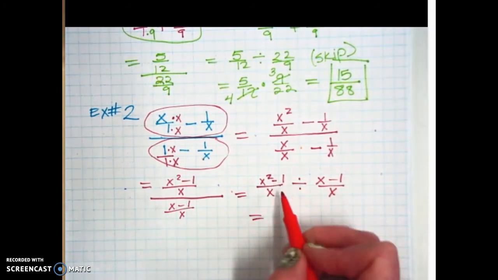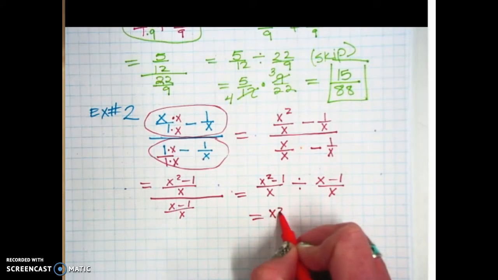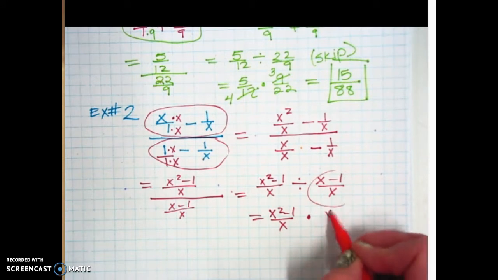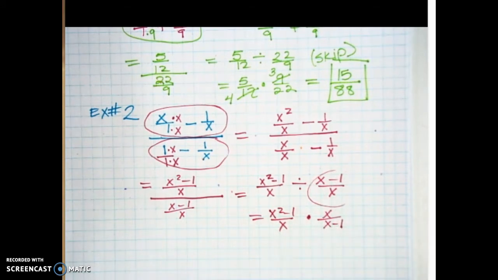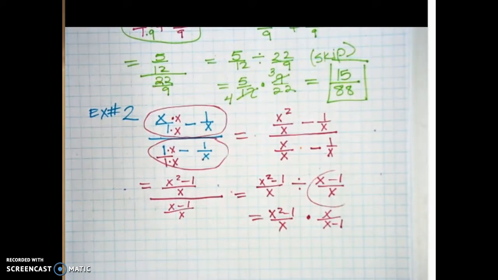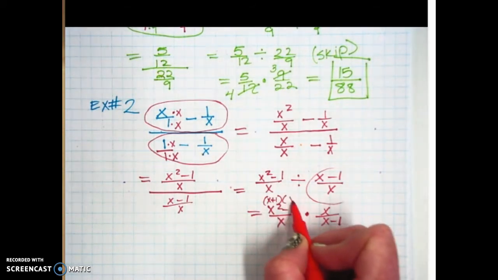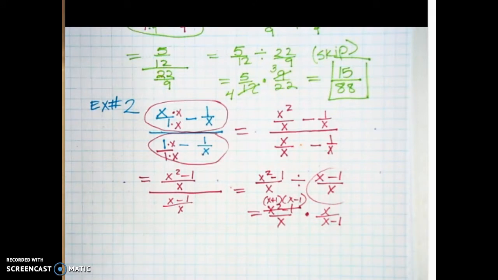Perform the invert and multiply rule, so this one stays the same. This changes to multiply, and then we flip this one to x over x minus 1. And then we know this follows one of the patterns, but you look for other things like GCF or easy factoring, or you might even need to do slip and slide. But most of these are going to be either GCF, special patterns, or easy ones, okay? But this is going to factor to x plus 1 and x minus 1.